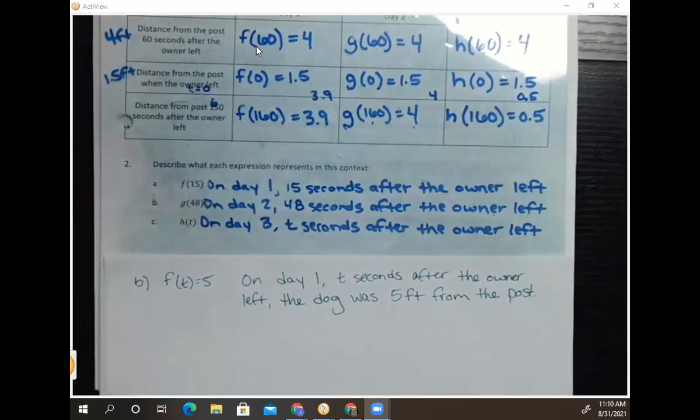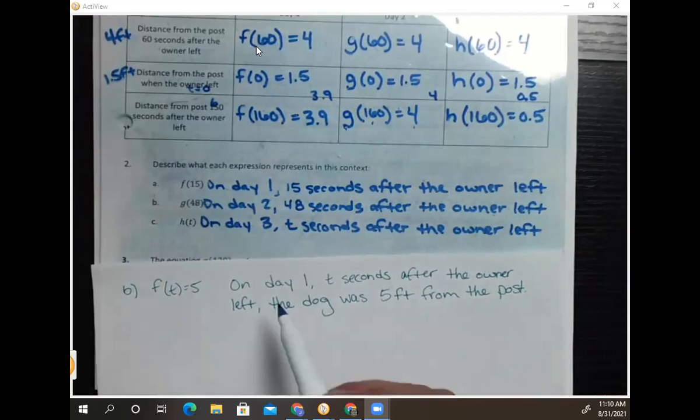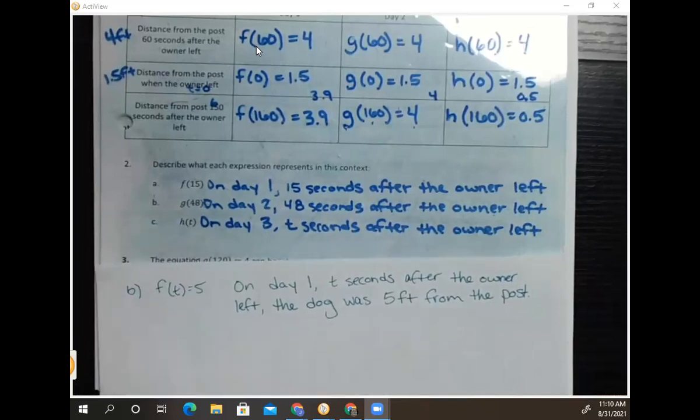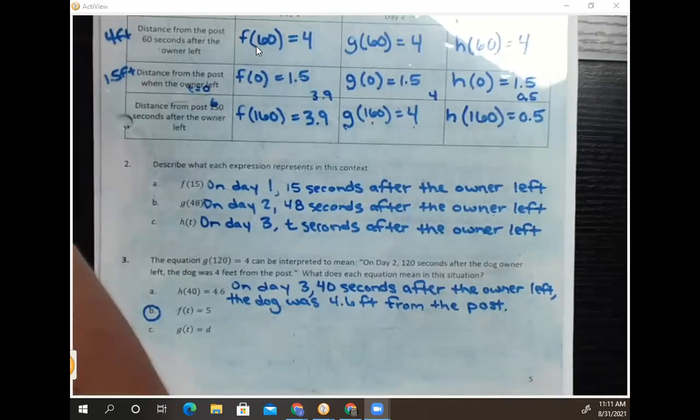I wrote mine on another sheet of paper just because I'm writing with a marker, so my space is a little tight. This is what you should have had. So f of t equals 5 is telling me on day 1, f is my function for day 1, t seconds after the owner left. They didn't give me a number here, so I just left it at t. T seconds after the owner left, the dog was 5 feet from the post. My distance here is 5 according to my notation, so the dog was 5 feet from the post. Questions for me on B? Okay, and then let's look at C.